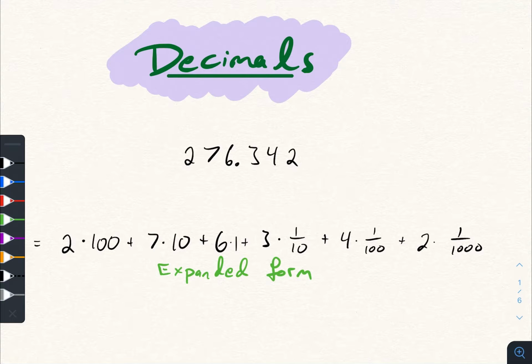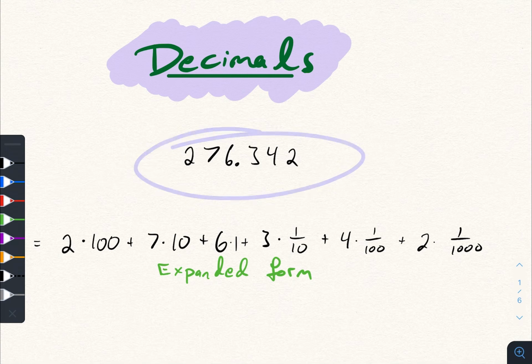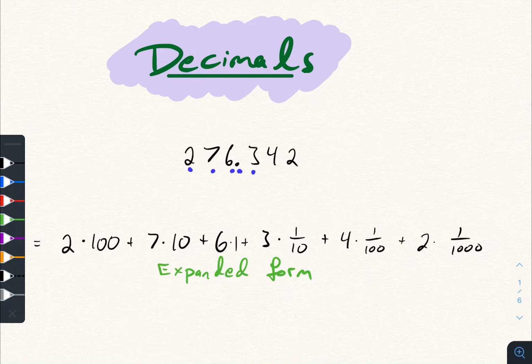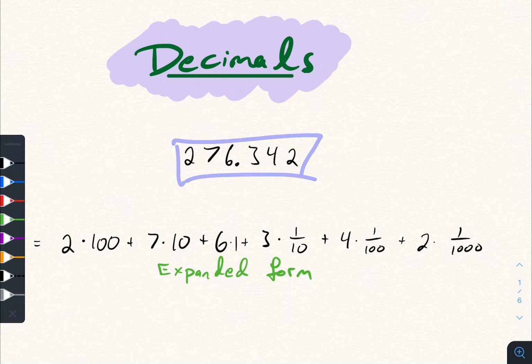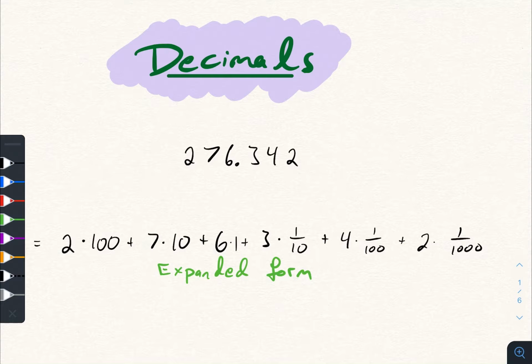What actually is a decimal? This number right here, 276.342, that's how most people would read that number, right? What does this number actually represent? What does this mean?